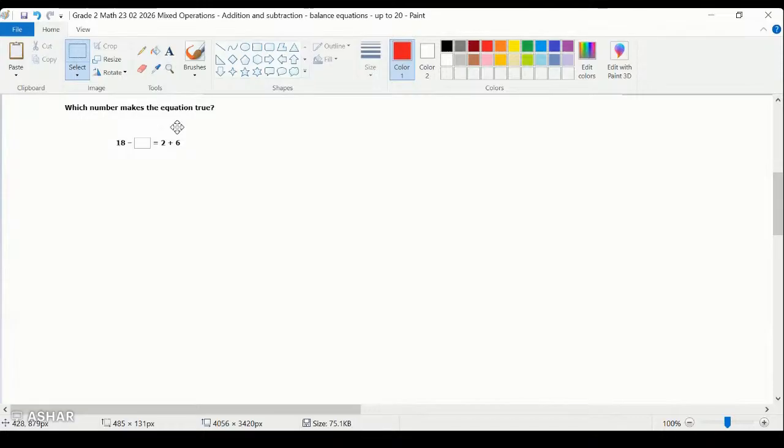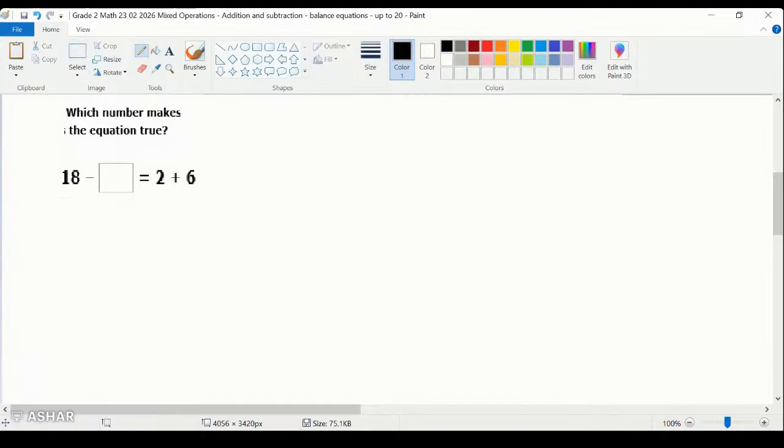So if this is the next question given to us, what they are saying is, what number should be subtracted from 18 to make it equal to 2 plus 6? This is the left-hand side and this was the right-hand side, and they're saying they're equal, right? What is 6 plus 2? 2 plus 6 should be equal to, I'll give you a very easy example.